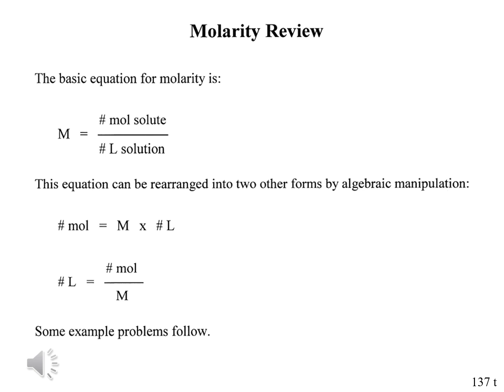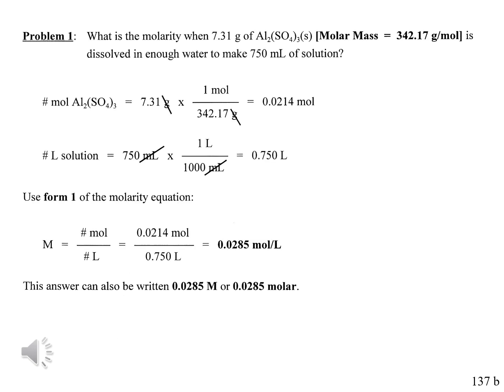We're going to use all three of these forms at different times in the class, but I want to do a molarity calculation question just to review a little bit from 131. This question asks, what's the molarity if you dissolve a certain number of grams of aluminum sulfate in enough water to make 750 ml of solution?